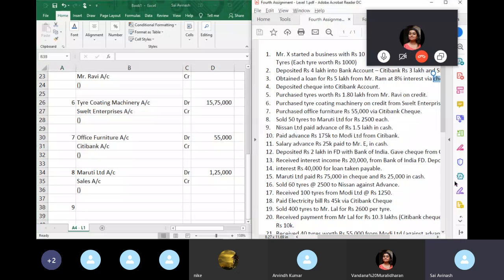Transaction 9. Nissan Limited paid an advance of rupees 1.5 lakh in cash. I think this is something that might be new to some of you because we've never discussed an advance before. So Nissan Limited is somebody else, right? They are paying us an advance. Typically, a customer would pay us an advance because they are making an order in the future and we need to manufacture, say, or procure items to sell to them. Because we don't have money right now to procure those items, they will give us an advance on the order.